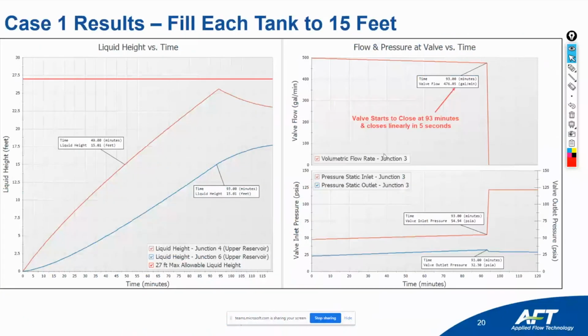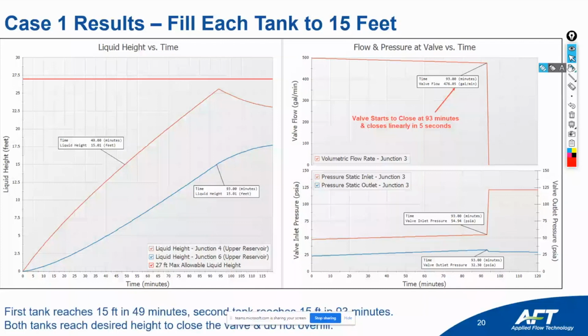So here are the results for the first case, where our goal is to fill each tank to 15 feet. As you can see here, both tanks meet their desired liquid level of 15 feet. They stay below that 27-foot threshold. Because the second tank meets the liquid level later, that's when the valve starts to close. Once the valve is closed, we see a deadhead pressure of 125 psi. Is that actually what the pressure is going to be when our valve closes?